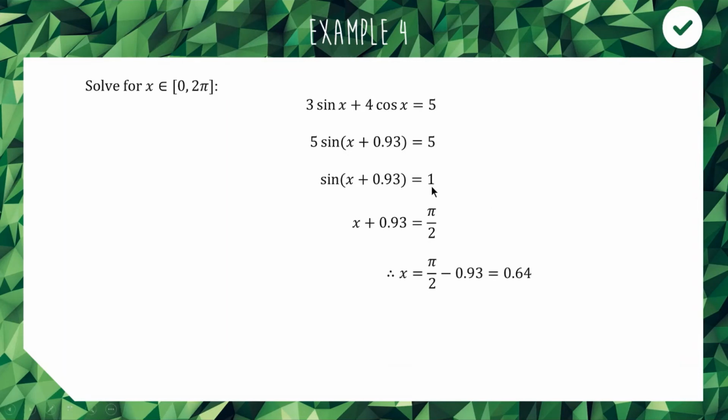Okay, there's your answer. So whenever you see a sine x and a cos x added together and you're asked to solve, this method, which again is called the auxiliary angle technique, is super useful. Okay, next one.